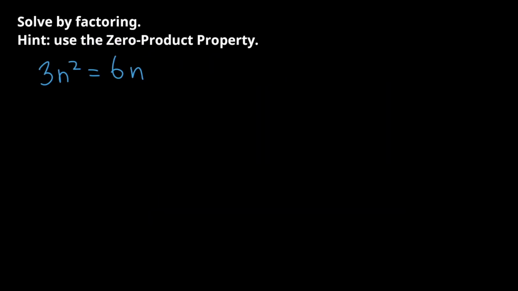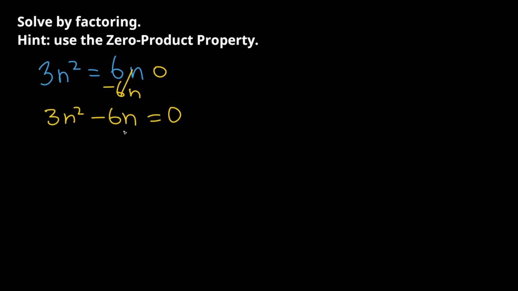And our last problem. Congratulations if you've made it this far. We have 3n squared equals negative 6n. I can't really do anything here, so what I want to do is subtract 6n from both sides. So we get 3n squared minus 6n equals 0, because that will add up to 0.